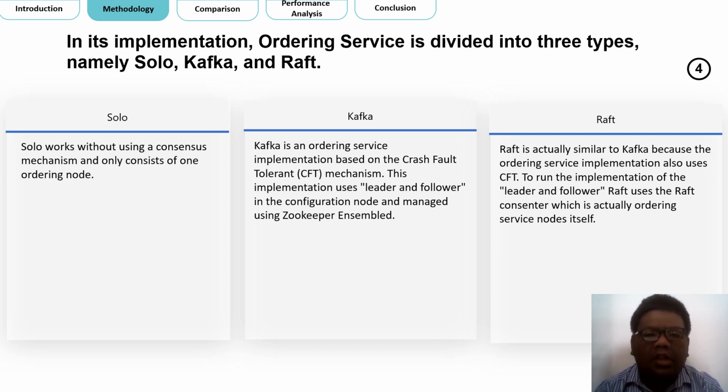Raft is actually similar to Kafka because its ordering service implementation also uses crash fault tolerance. To run the leader and follower implementation, Raft uses the Raft consenter, which is actually the ordering service node itself. Raft is also a system used by Hyperledger Fabric as a bridge to design a consensus of practical Byzantine fault tolerance, because there are similarities in integrating the consensus with Hyperledger Fabric.